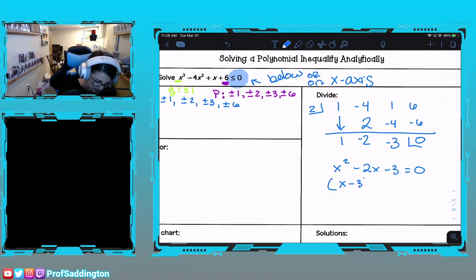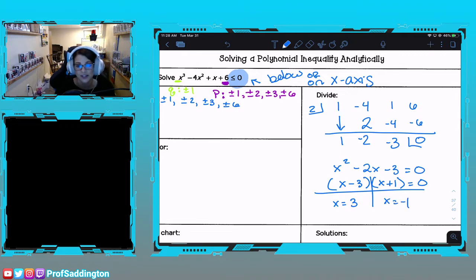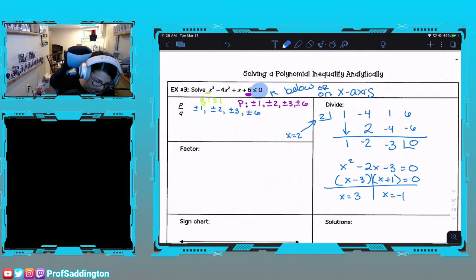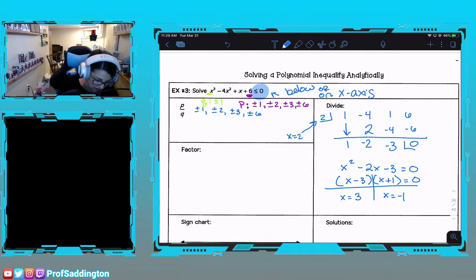So that's going to be x minus 3 times x plus 1 is 0. So therefore, those roots are x equals 3 and x equals negative 1. And also, x equals 2 was a part of that. So since this really means x equals 2, if I wanted to write those as my factored bubbles, I would really have x minus 2, x minus 3, and x plus 1 is less than or equal to 0. So kind of neat. Nice little quick way.